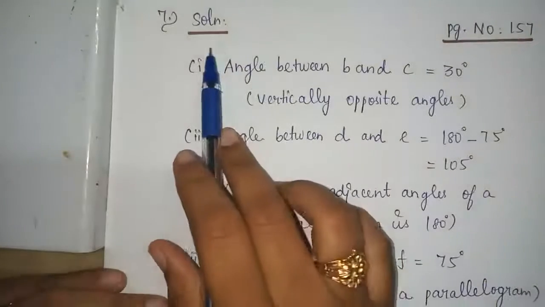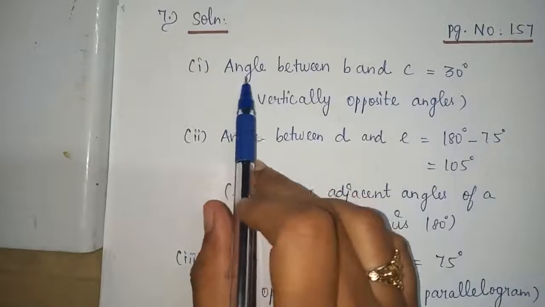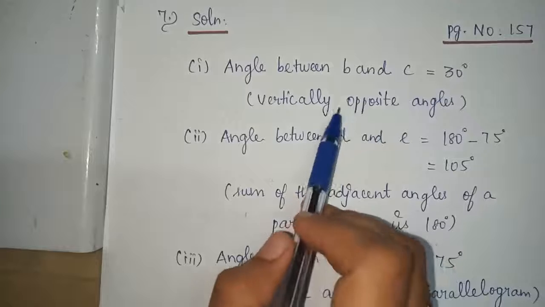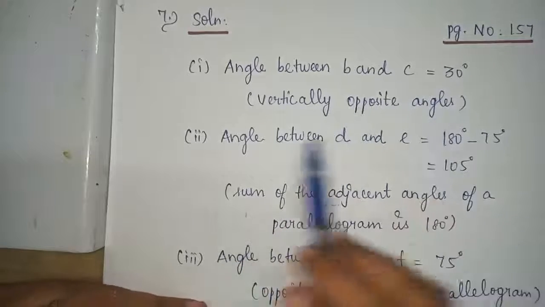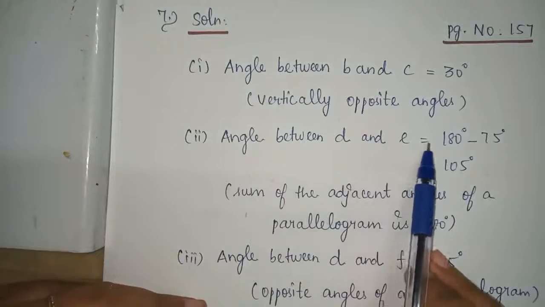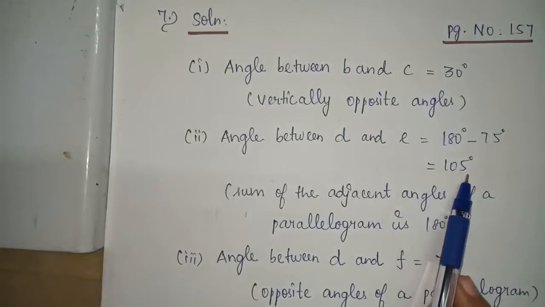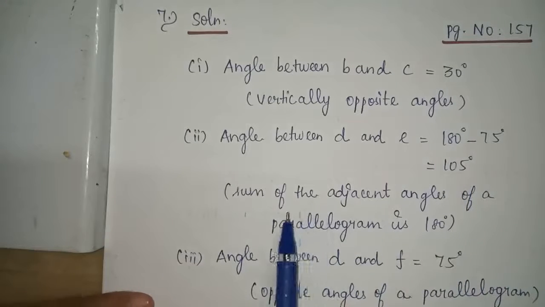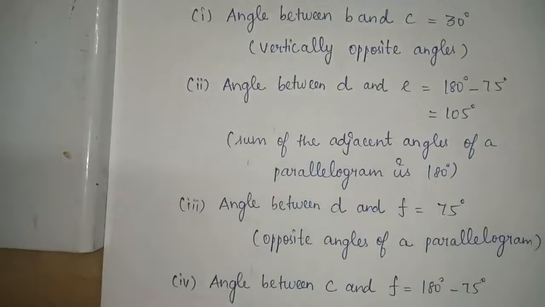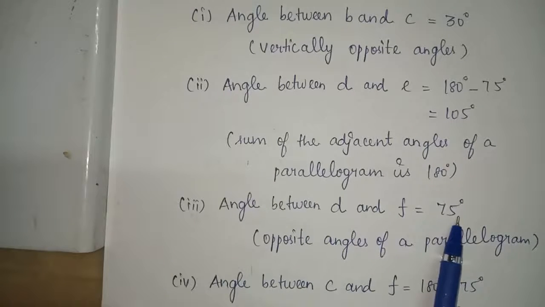So this is the solution of 7th problem which belongs to page number 157. First subdivision, angle between B and C is equal to 30 degree, that is vertically opposite angles. And second subdivision is angle between D and E which is equal to 180 degree minus 75 which is equal to 105 degree. That is sum of the adjacent angles of a parallelogram is 180 degree. And third subdivision is angle between D and F is equal to 75 degree.